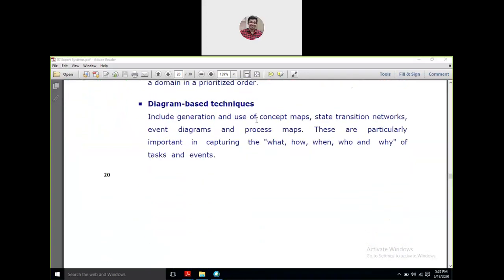Now, there are diagram-based techniques also. What are these diagram-based techniques? They include generation and use of concept maps, transition networks, and event diagrams. We can also take the information in the form of diagrams, right? These diagrams speak a lot. That's why it is better to jot down the information sometimes, not on all occasions, in the form of diagrams. That means diagrammatic representation of knowledge acquisition is also one of the techniques.